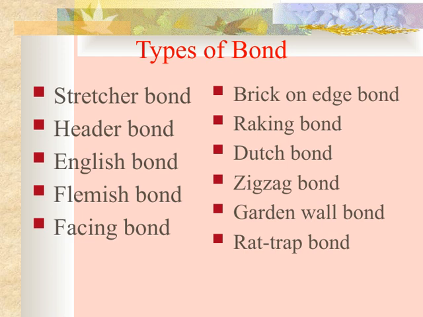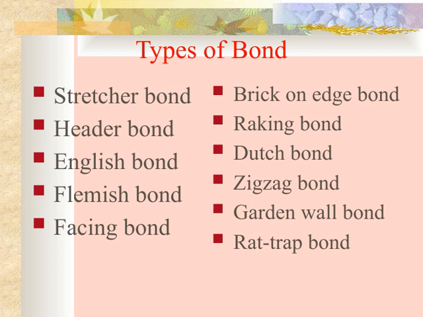Then there's the Dutch bond, which resembles the English bond but with a different pattern of alternating headers and stretchers, giving it a unique look. Zigzag bond, as the name suggests, creates a zigzag pattern, often for decorative purposes. Garden wall bond is a variation that emphasizes a more rustic, informal appearance, typically used in garden walls.